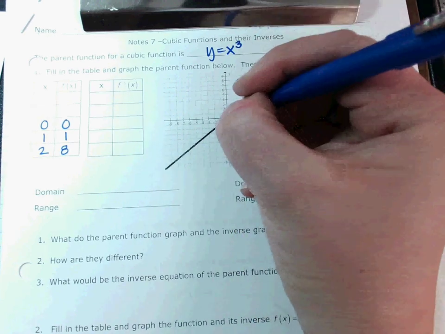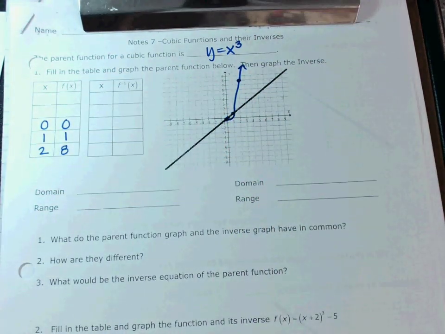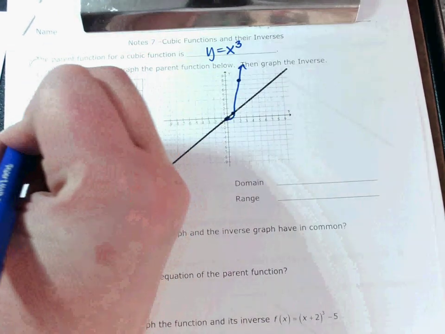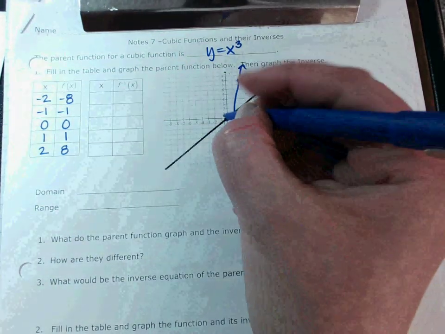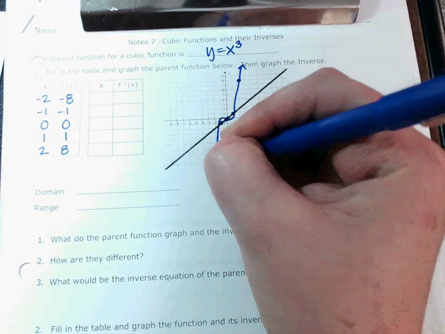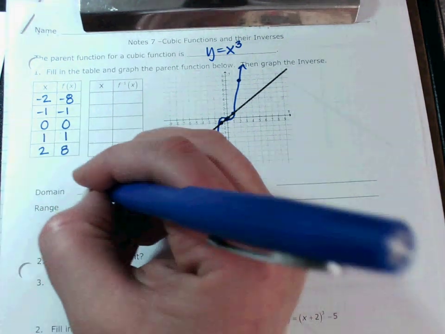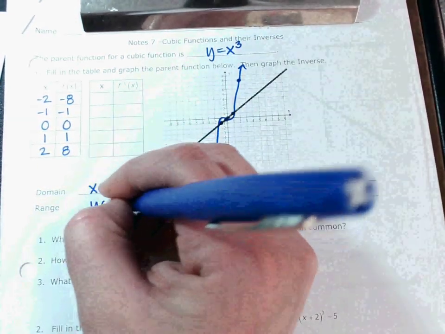Now remember, that's one half of the graph. Now I need to do the other half. And remember, it should make like a squiggly shape. Negative 1, negative 1, and then negative 2, negative 8. So then I'm going to graph negative 1, negative 1, negative 2, negative 8. And so there's my graph. You can see it makes kind of like a little squiggly shape. Domain and range are x all real numbers, y all real numbers, just like yesterday.